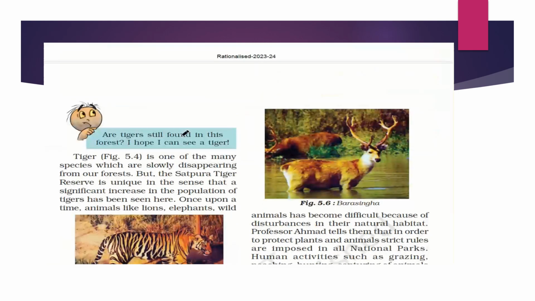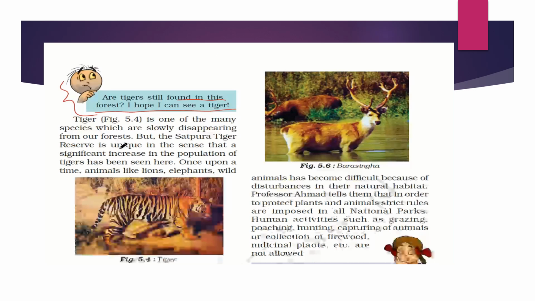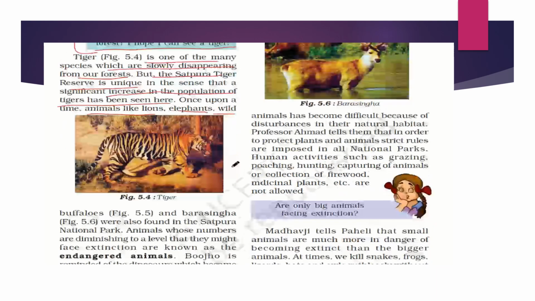Now, are tigers still found in the forest? I hope I can see a tiger. So, they are quite curious. They want to see the tiger. So, tiger is one of the many species which are slowly disappearing from our forests. But the Satpura Tiger Reserve is trying to increase the population of tigers. It has been seen here. So, once upon a time, animals like lions, elephants, wild buffaloes and Barasingha were found in Satpura National Park.